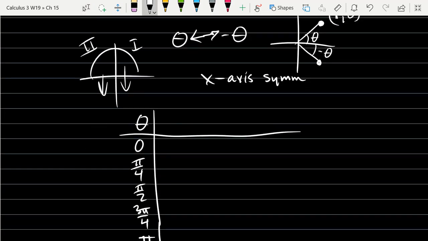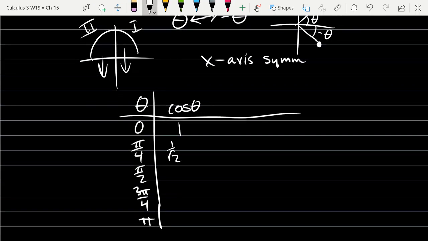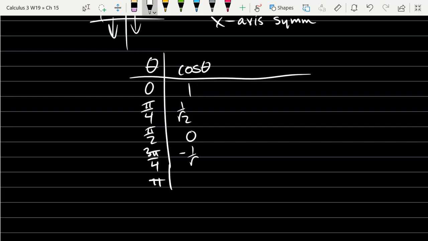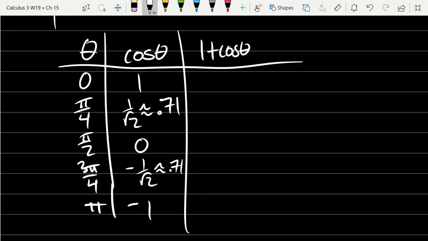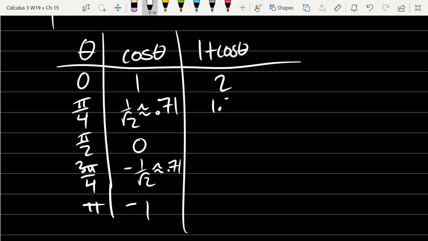All right, 1 plus cos theta. So we'll just start with cosine theta. We have 1 over square root 2, 0, negative 1 over square root 2, negative 1. Now 1 over square root 2 is approximately 0.71, I think. So we're going to add 1 to all these numbers: 2, 1.71, 1. Now I have 1 minus 0.71, 0.29, and 1 minus 1 is 0.